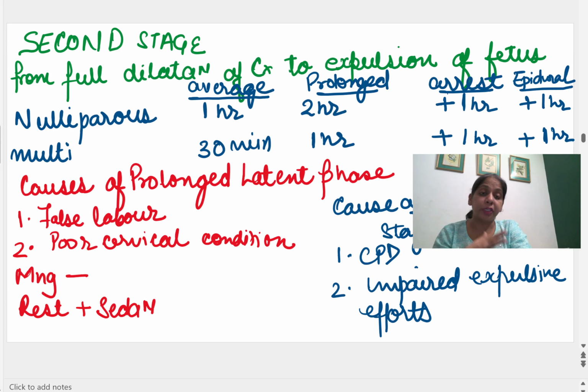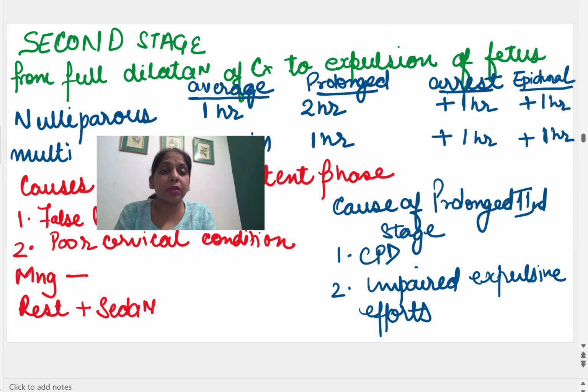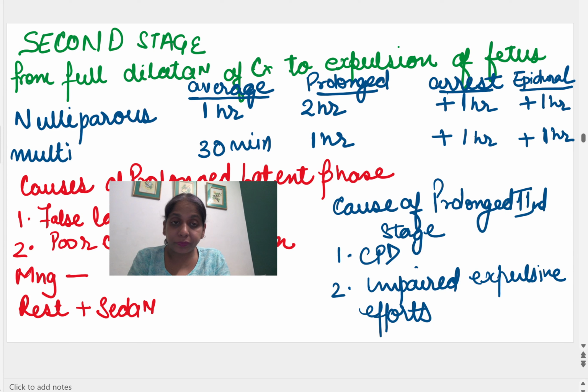मान लीजिए हमारे पास एक patient आई, 1 centimeter dilated है, उसको 17-18 घंटे से pains हो रही हैं थोड़ी थोड़ी, और हमने उसको rule out करना है ये false labor pains है कि true labor pains है. हमने उसे sedation दिया. अगर pains चली गई तो वो false labor pains थी. अगर फिर भी उसको pains हो रही हैं, so it means it is a true labor pain. Now what we will do? Now we will induce, because it is now a poor cervical condition, right? And what are the causes of prolonged second stage?